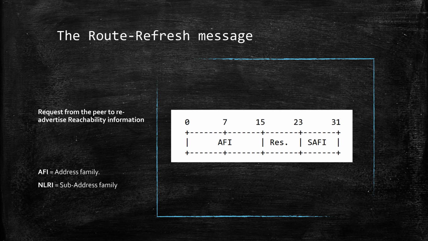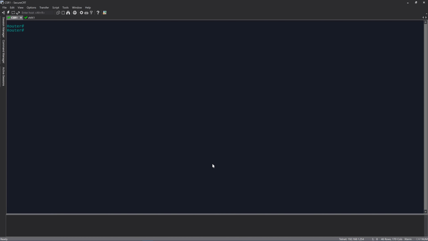Then there is the BGP route refresh message. This is also something we will be discussing later when we get to routing policies. For now, just know that this message is used to request from a peer to re-advertise its routing information for a particular address family. Just for the sake of the demonstration, I will ask from router 1, router 2 to re-advertise its prefixes for the address family IPv4 unicast.